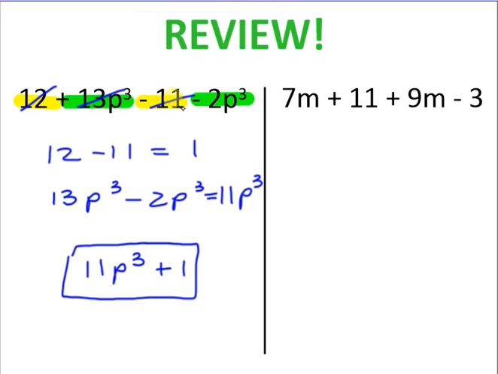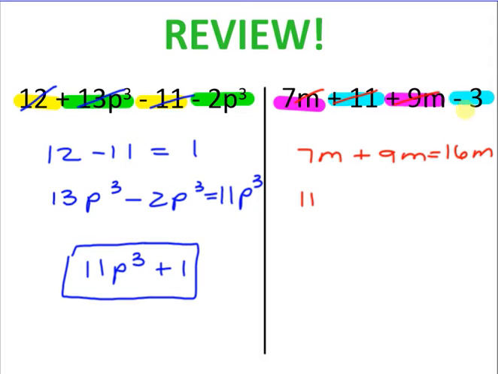I'm going to get my highlighters again. So I have 7m, and I also have a plus 9m. I have a plus 11, and I have a minus 3. So let's go ahead and combine like terms. So I have 7m plus 9m. 7m plus 9m is 16m. Then I have 11 minus 3. And I know it's minus 3 because there was a minus sign in front of it. 11 minus 3 is 8.